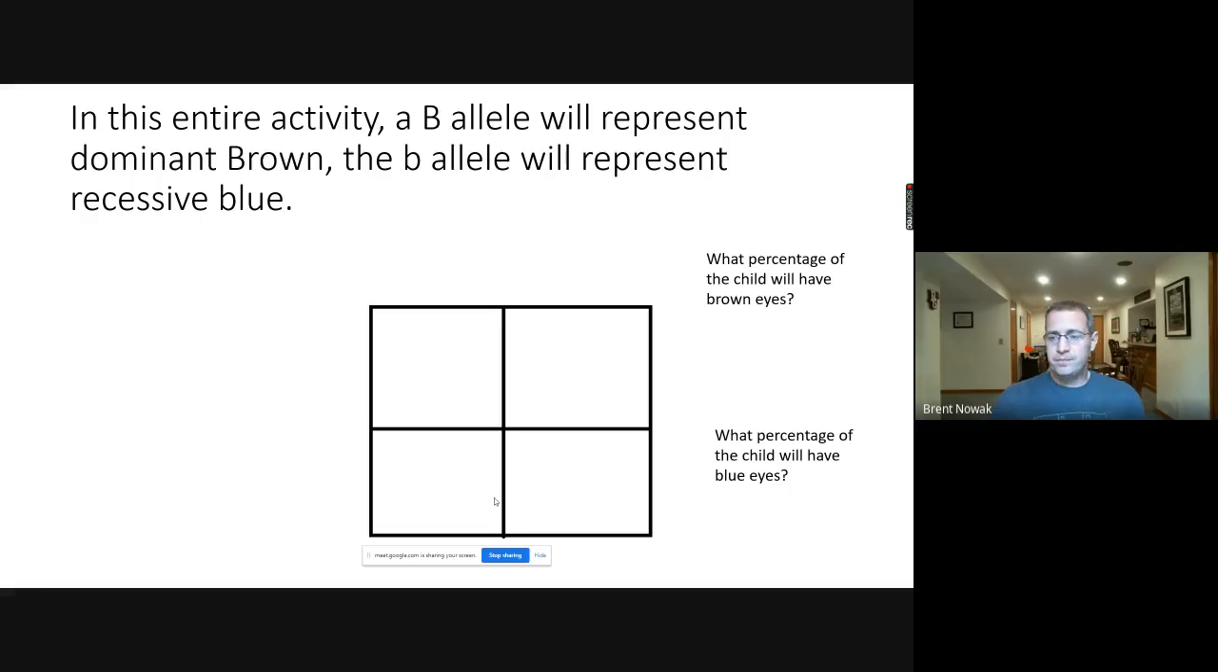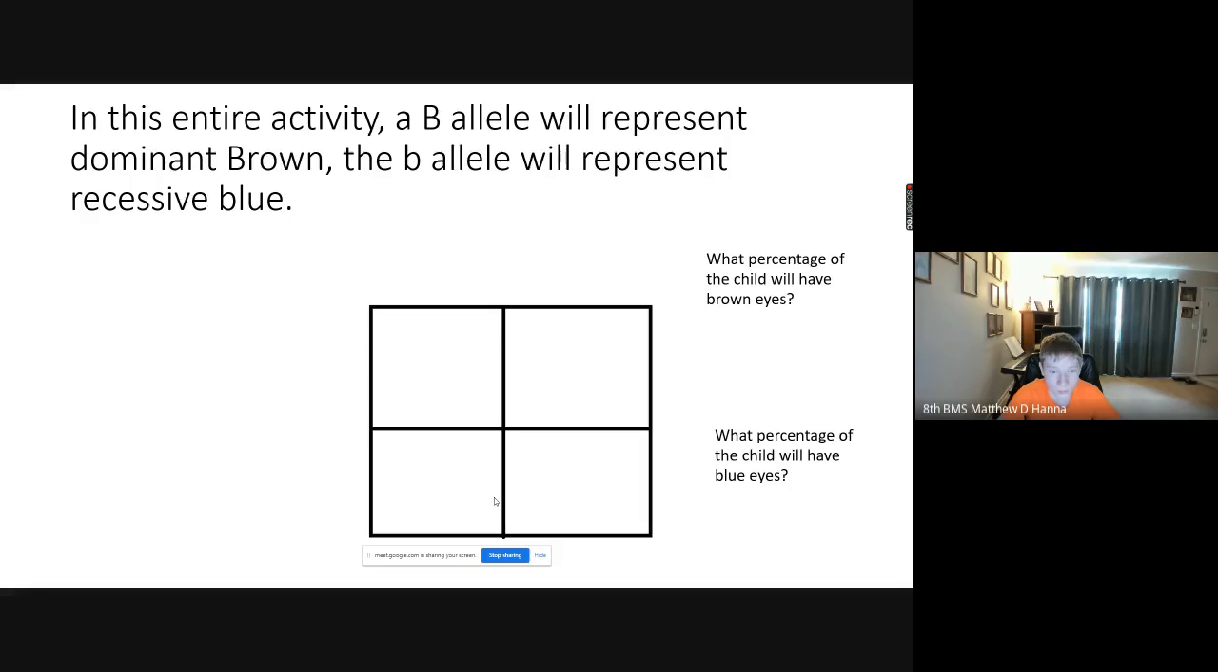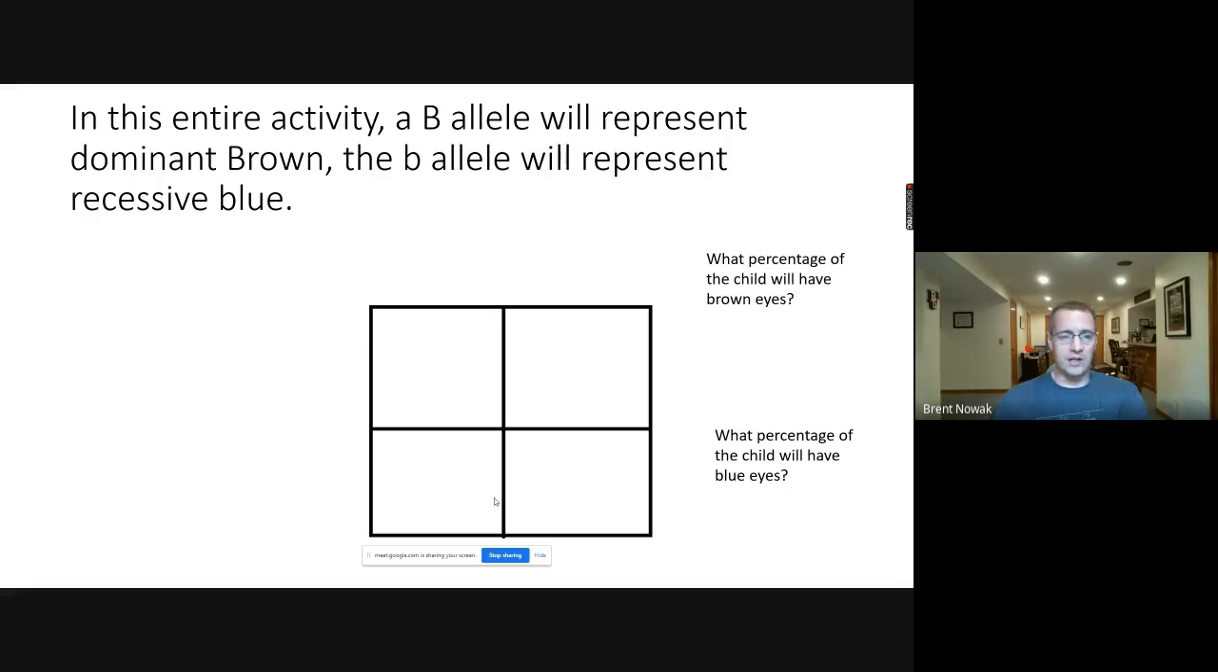Can I move on? Okay, so where do I put the dad's alleles? On top. Top or side? And mom's alleles will go on the side, correct. So dad's on top, mom's on the side. Does it really matter? No, it doesn't. It really does not matter, but it's considered proper that way.